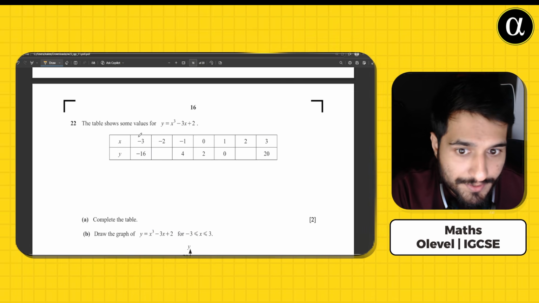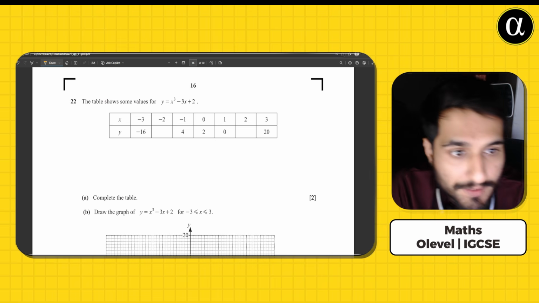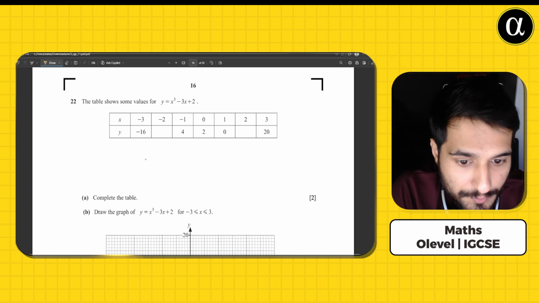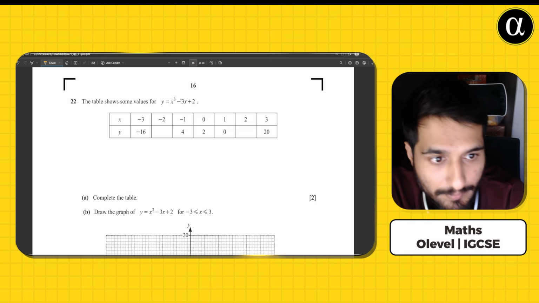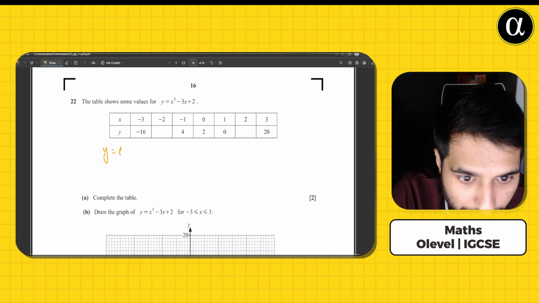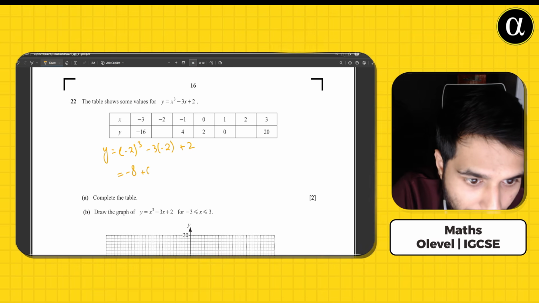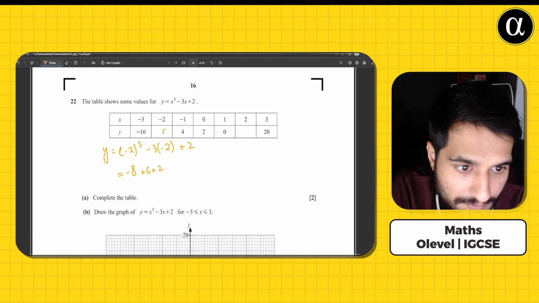The next question, number 22, states: the table shows some values for y equals x cubed minus 3x plus 2. We are supposed to complete the table, so we will be plugging in minus 2. For the first one, y equals minus 2 cubed minus 3 times minus 2 plus 2. This is going to be minus 8 plus 6 plus 2, and this turns out to be 0.